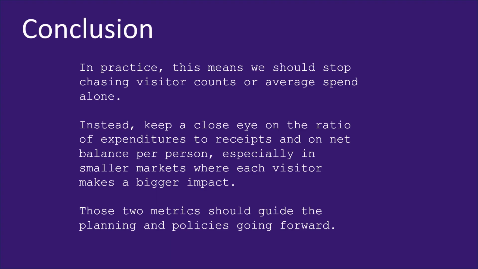In practice, this means we should stop chasing visitor counts or average spend alone. Instead, keep a close eye on the ratio of expenditures to receipts and on net balance per person, especially in smaller markets where each visitor makes a bigger impact. Those two metrics should guide our planning and policies going forward.